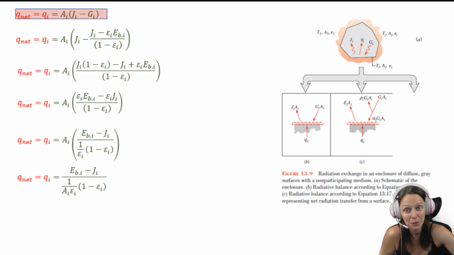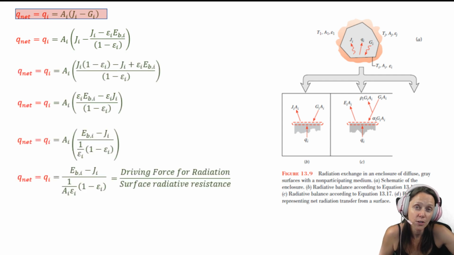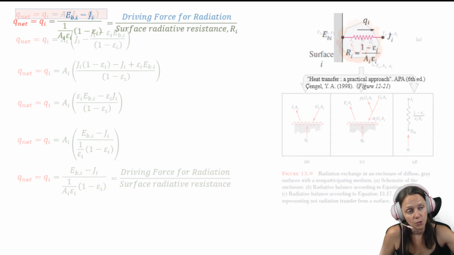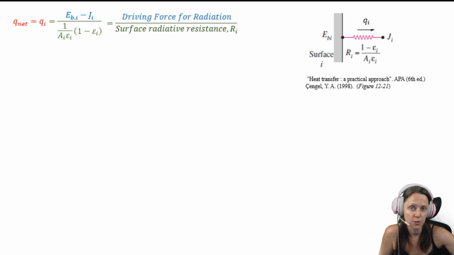So why would we do that? Well, because now it looks a little bit like Ohm's law. We have this driving force for the heat transfer at the top and the resistance to radiation from the surface at the denominator. And that resistance is called the surface resistance. And now we can think of things in terms of thermal circuits. So on the right here, we see how that thermal circuit would look.